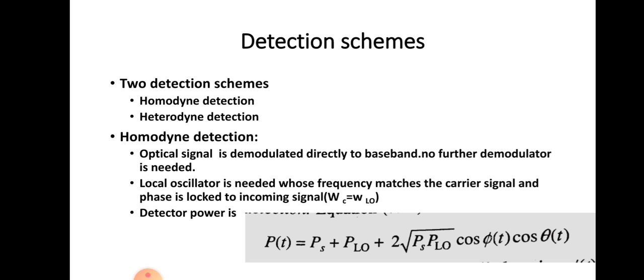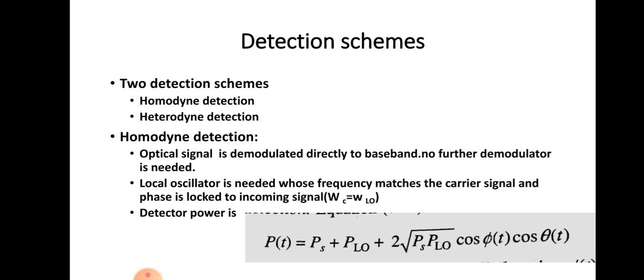So, a local oscillator is needed and its frequency matches the carrier signal, and the phase of the local oscillator frequency should be locked to the incoming signal. That means there should be frequency and phase matching in order to achieve the detection process. We can write it as omega c equal to omega LO, where omega c is the carrier frequency of the received signal and omega LO is the local oscillator generated signal frequency.